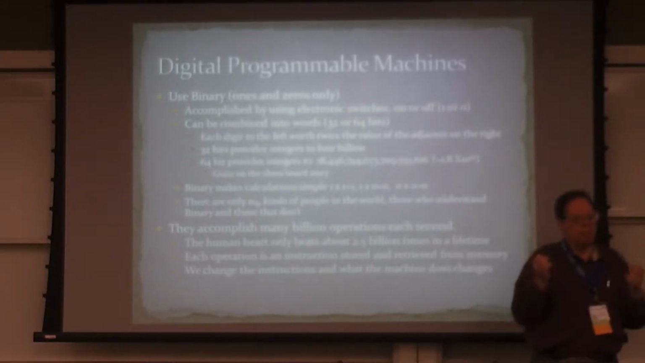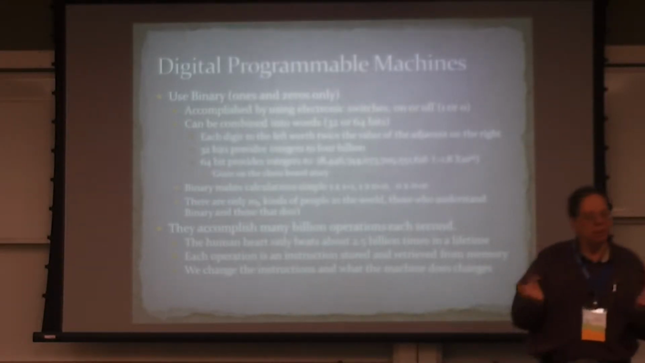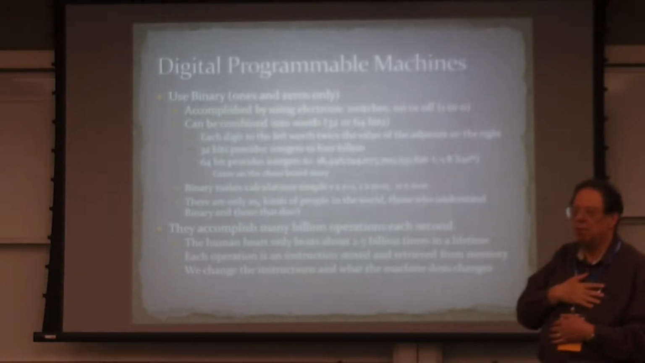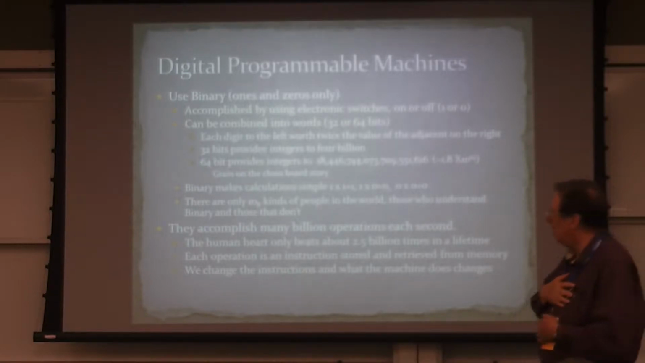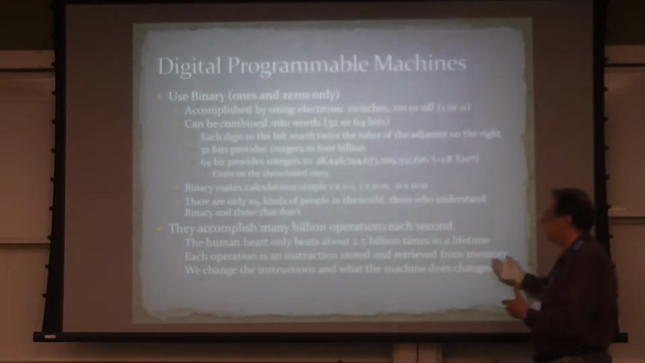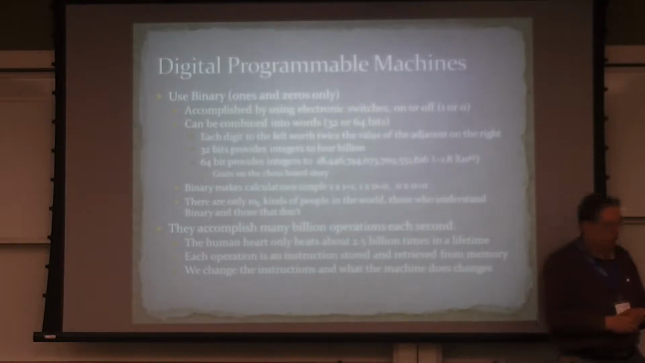So if you call the computer's clock rate its heartbeat, its little heart beats more times in 1 second than our heart beats in our lifetime, okay? So that's a lot of beats, right? In each operation it can store or retrieve stuff from memory. It's a programmable machine, so we change what's in memory, we change what it does.